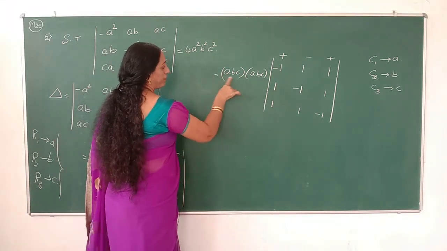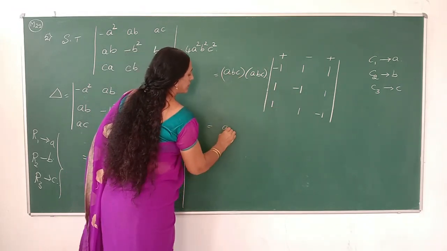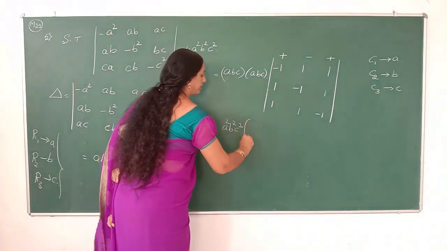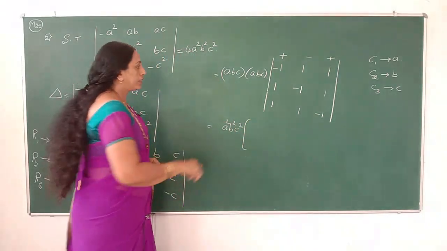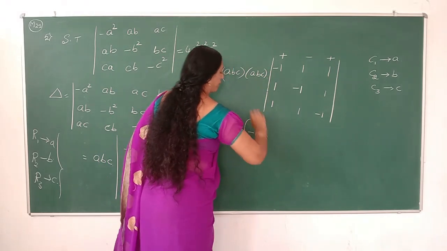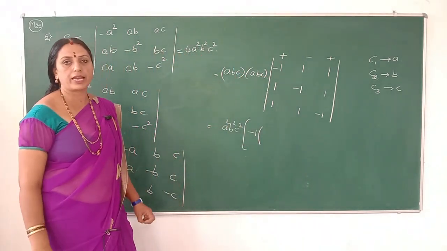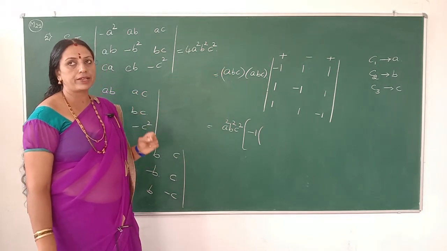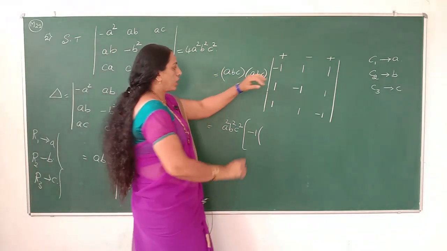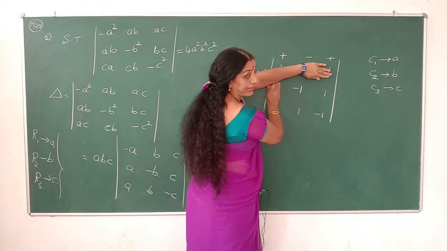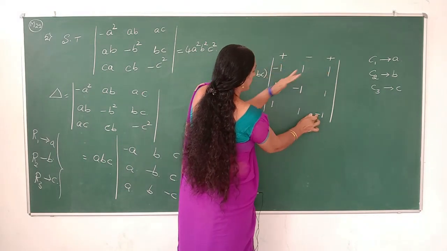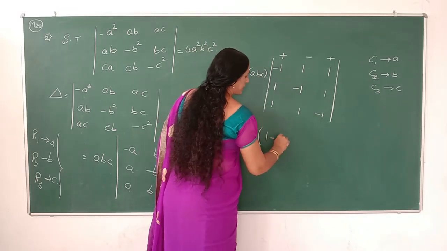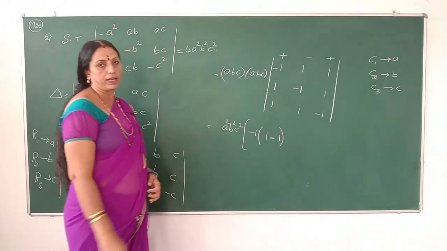Therefore, from the common factors, ABC into ABC is nothing but A square, B square, C square of the simplified determinant. In the first element, minus 1 is an element of the first row and first column. These elements are neglected and the remaining are cross multiplied. Minus 1 into minus 1 is 1, minus the right-to-left diagonal is also 1.